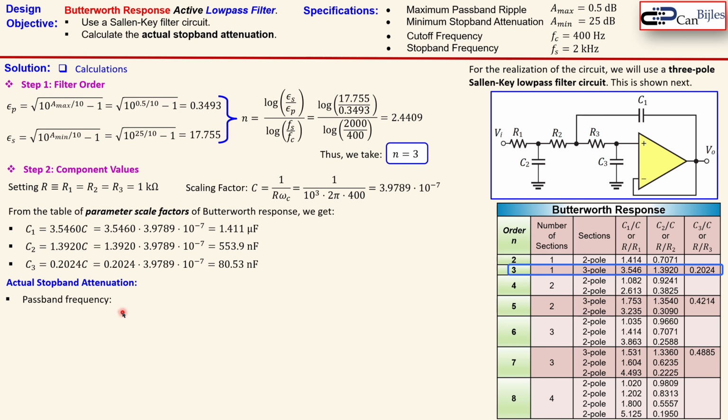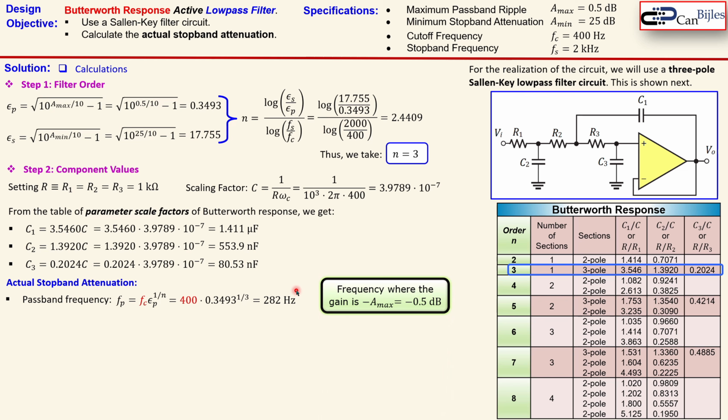Now before we do that, we look also at the passband frequency that is calculated using this formula for a low pass filter. The cutoff frequency, we will take the epsilon p we have calculated and raise it to the power of 1 over n, which is our filter order. That is this: 0.3493 to the power 1 over 3 times 400, of course, and that will give us approximately 282 Hertz. So at that frequency, we will have a gain decrease of 0.5 dB.